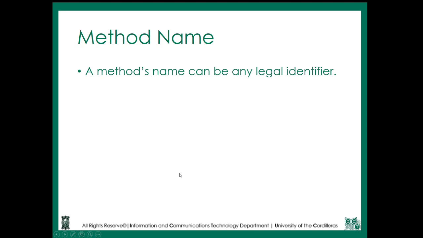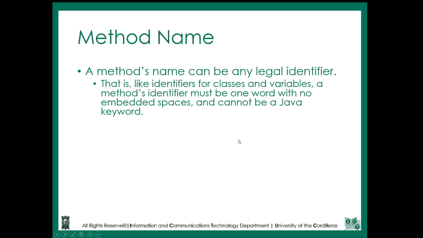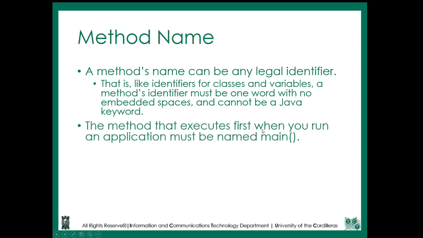Next is what we call the method name. It can be any legal identifier, just like how we create public classes and variables. A method's identifier must be one word with no embedded spaces, so it's like declaring a variable. The method that executes first when you run an application must be named main. That is always the first method.